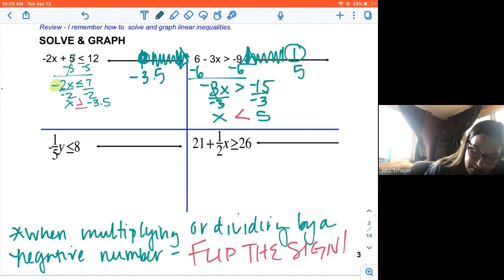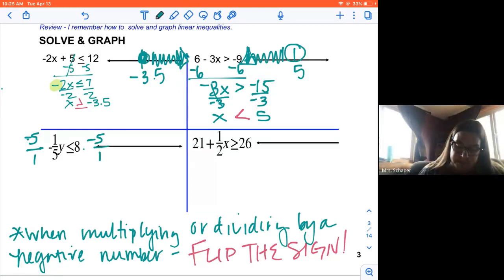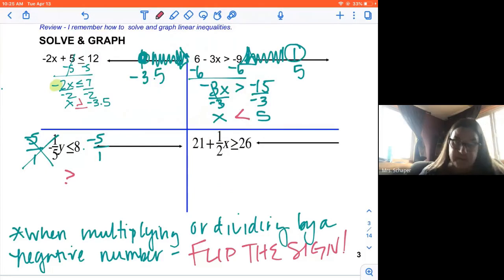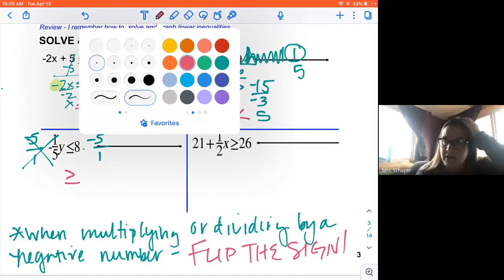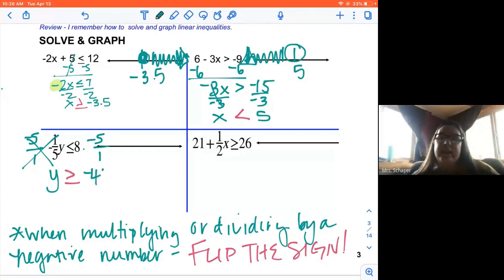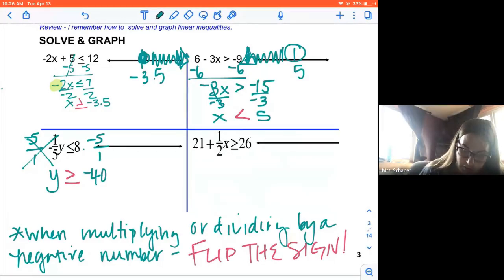I'm going to multiply by the reciprocal. That's how you undo the fraction. When I multiply both sides by a negative number, I need to make sure I flip the sign. I like to write it in a different color, just kind of reminding myself that I need to do that. So y is going to be more than or equal to -40. So -40, we're going to put a filled in circle.